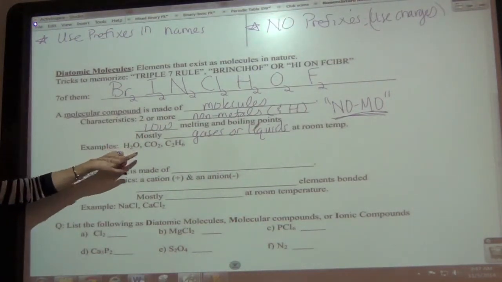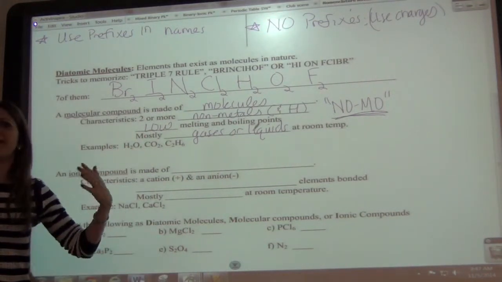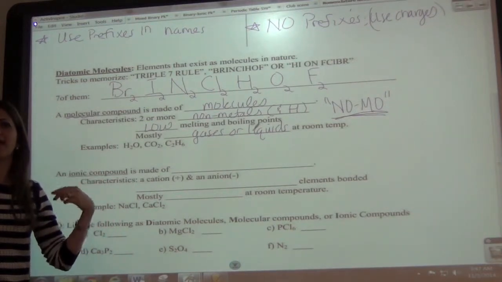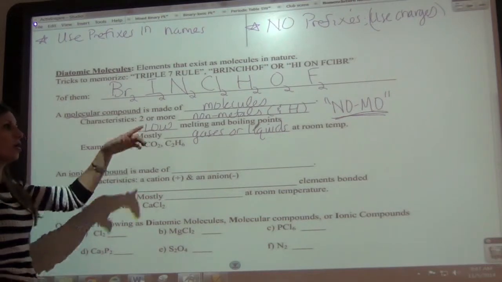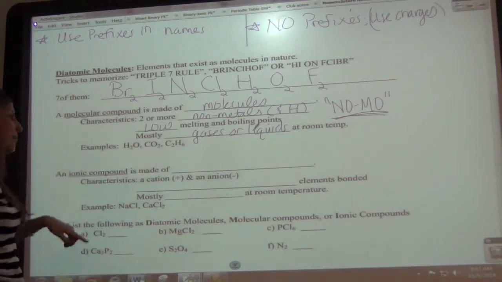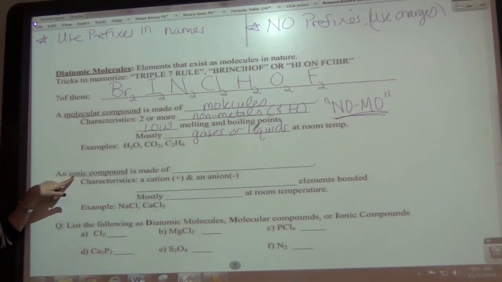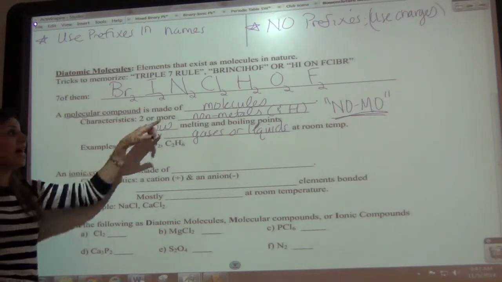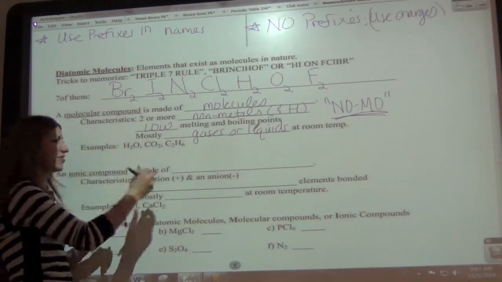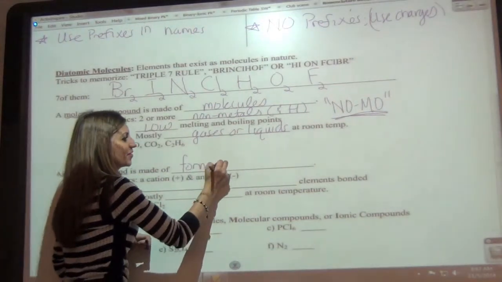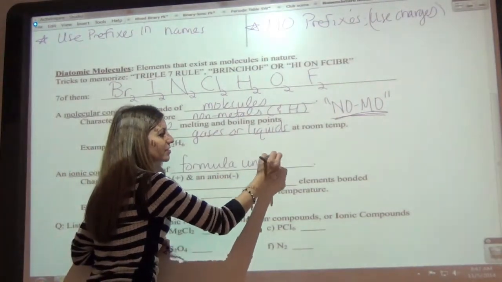Okay, like water, like carbon dioxide, any of the organics like the ethane and the propane and the methane and the methanol, like alcohols, those are all going to be organic or molecular compounds. An ionic compound, on the other hand, is made of not molecules. It starts with an F. They call them formula units. Awesome. They're called formula units.